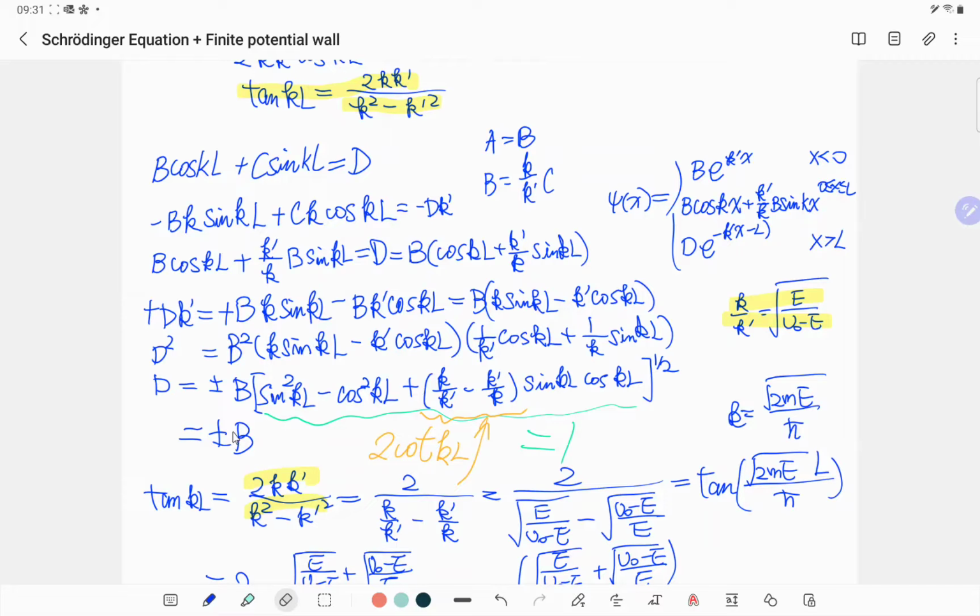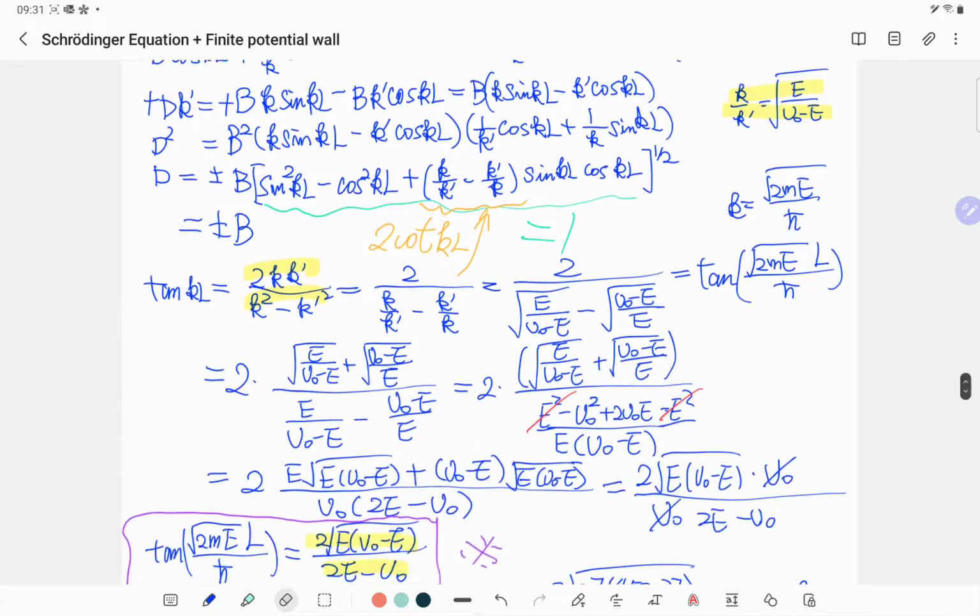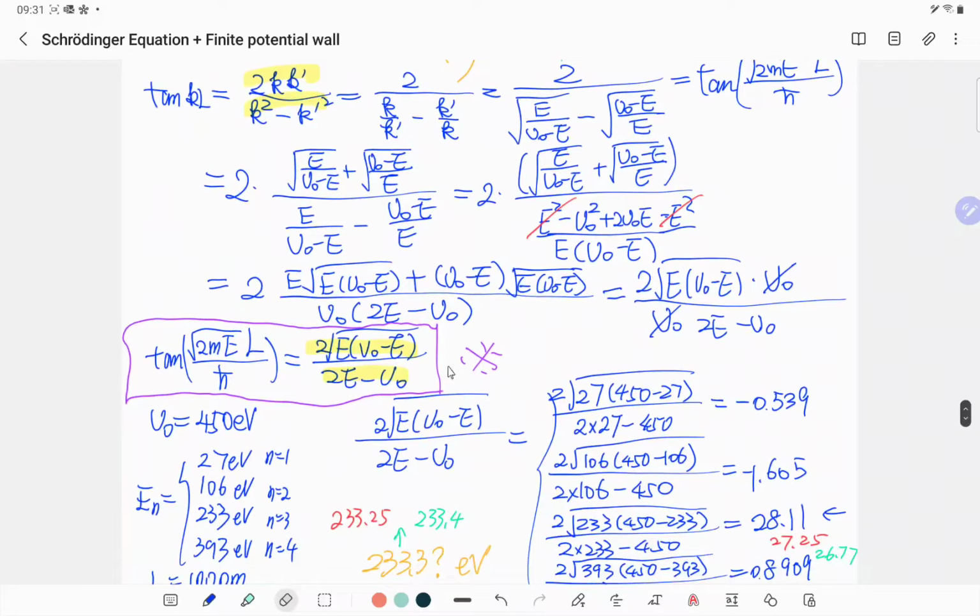You can find that D equals plus or minus B, but I won't go in deep. Finally, we can find an equation like this: tangent of the square root of 2MEL over H bar equals this. In this case, 2 is a constant, M is a constant if it is a fixed particle, and H bar is a constant. E is the variable we need to solve for, because we are trying to find the energy level. L is a known value because we know the width of the well. So E is the unknown value.